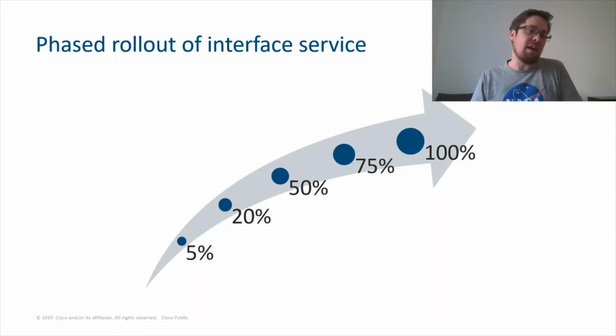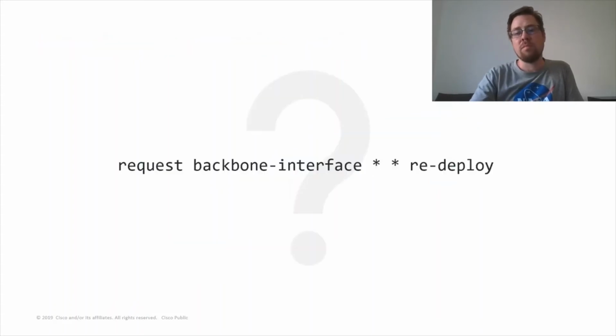I have some numbers here of 5, 20, 50, but in reality, if you have thousands of services, it's more likely you're going to start with a single instance, and then you grow this very, very slowly. So it's going to be just a very small percentage at a time. So how do you actually do a rollout of a change?